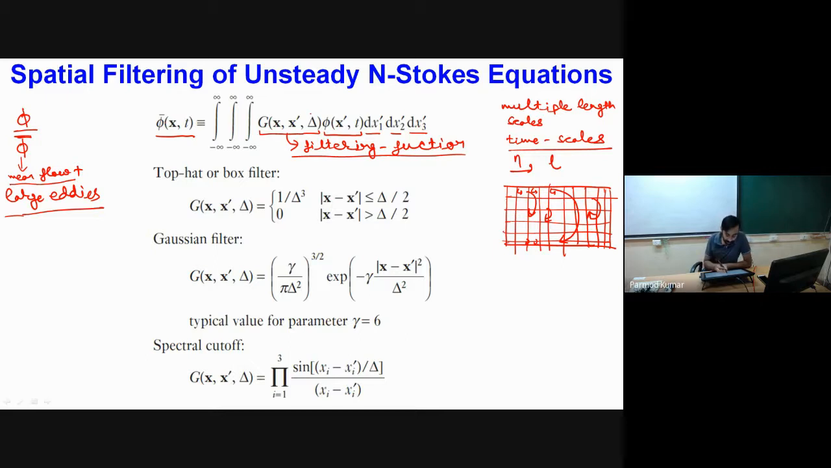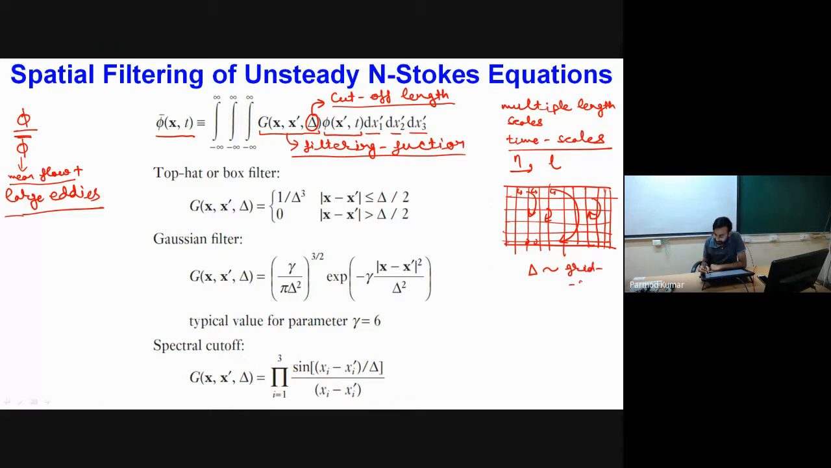Now, one important point in this filtering function: we are using an argument delta. This argument delta is called the cutoff length. Generally, we try to consider this delta of the order of our grid size.